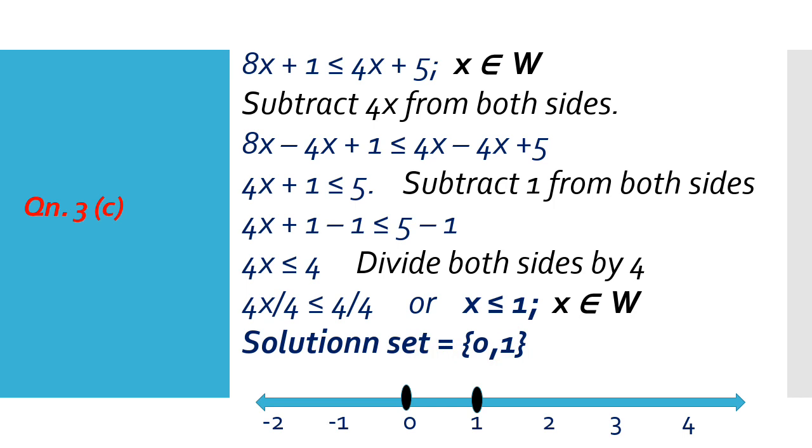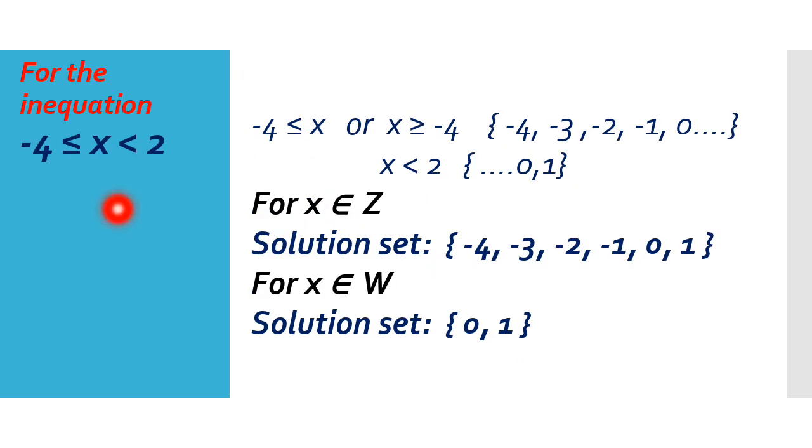So now I am going to the next question. This is a different kind of question, from the practice time. You can see for the linear inequation, minus 4 is less than or equal to x and x is less than 2. So we have two conditions here. So we will consider the first one, that x is greater than or equal to minus 4.